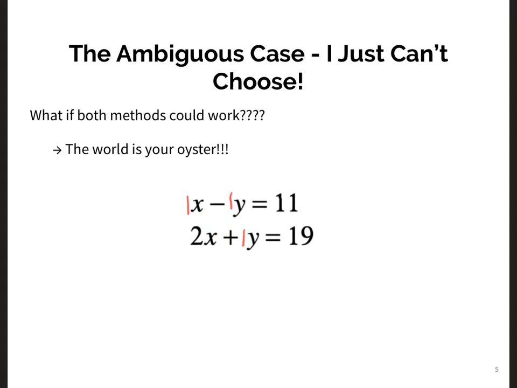Another thing is that I have one variable, x, in my first equation that has a coefficient of positive 1, so I could very easily just solve for x. And similarly, in my second equation, I have y with a coefficient of positive 1, so I could, once again, very easily solve for y. So I could really easily do substitution as well.